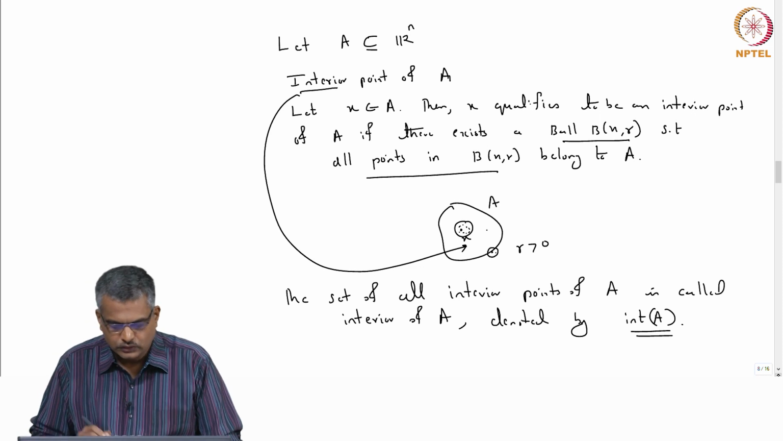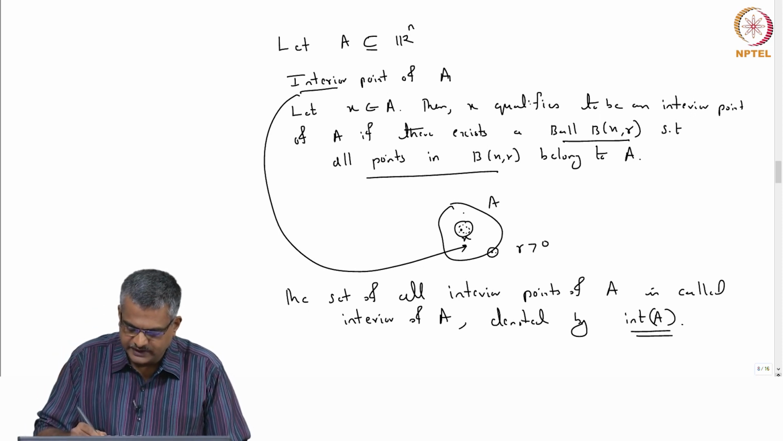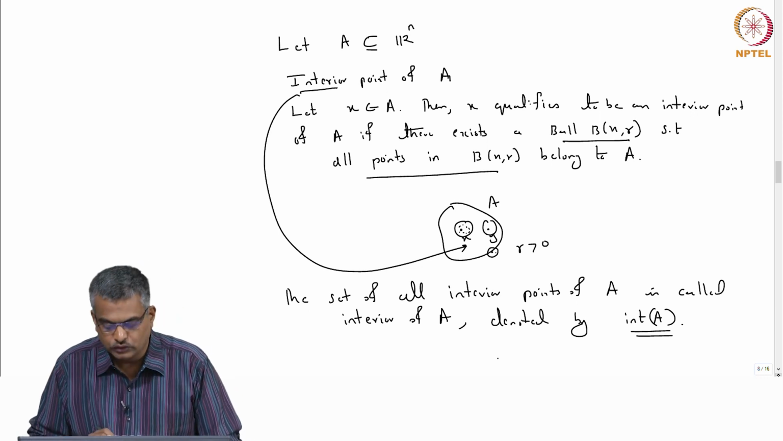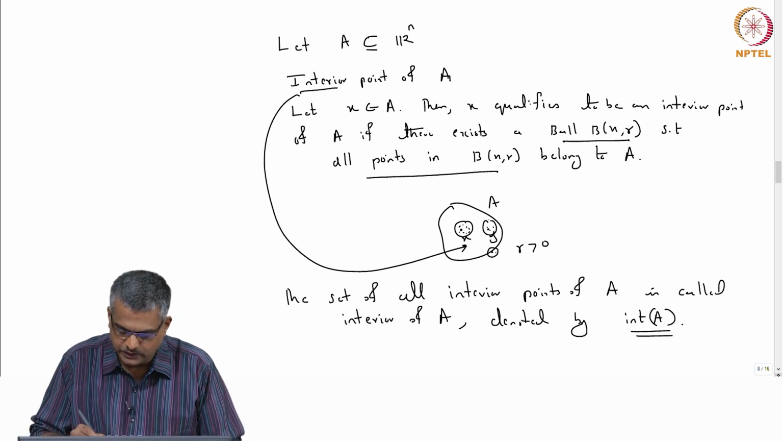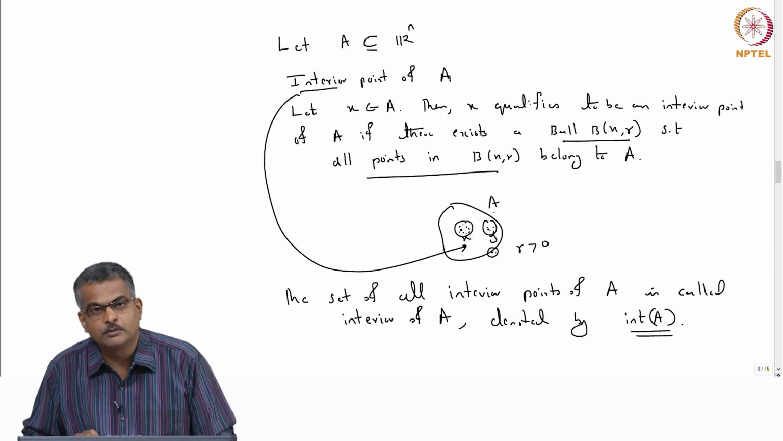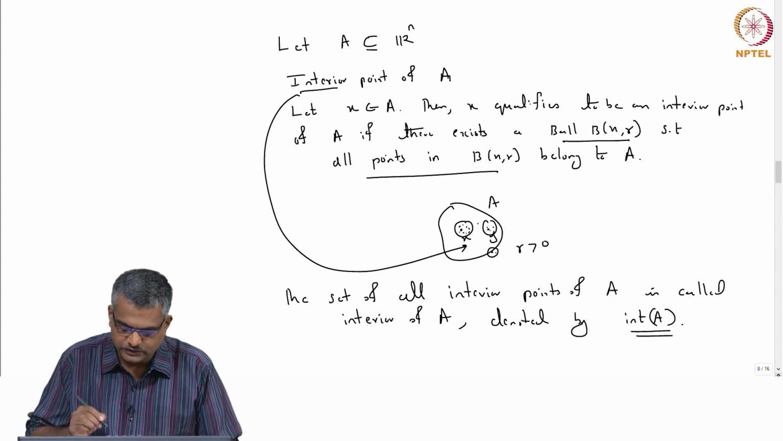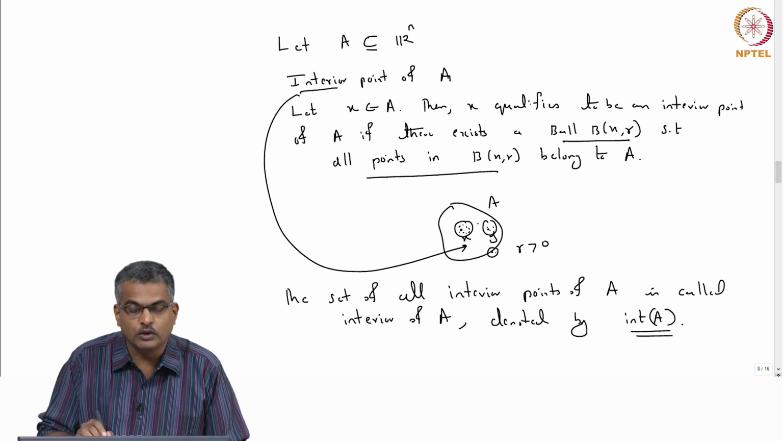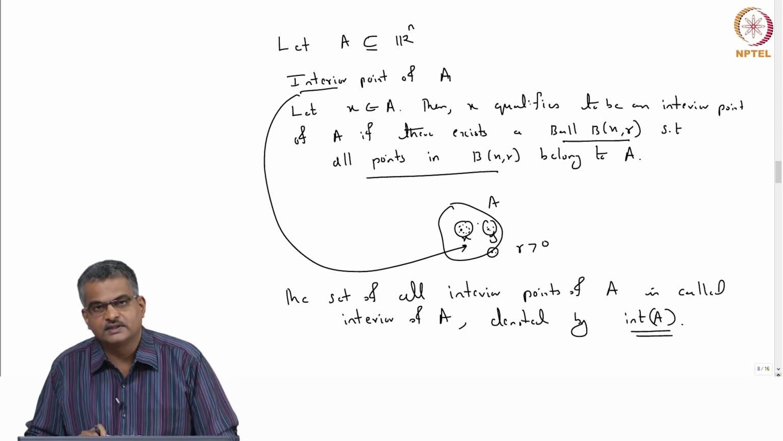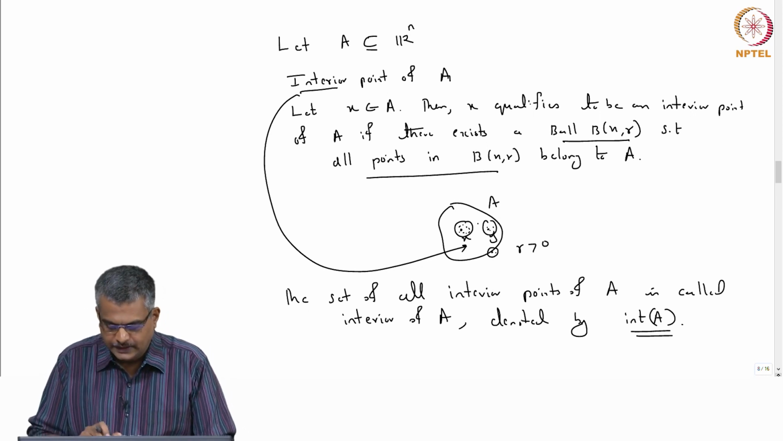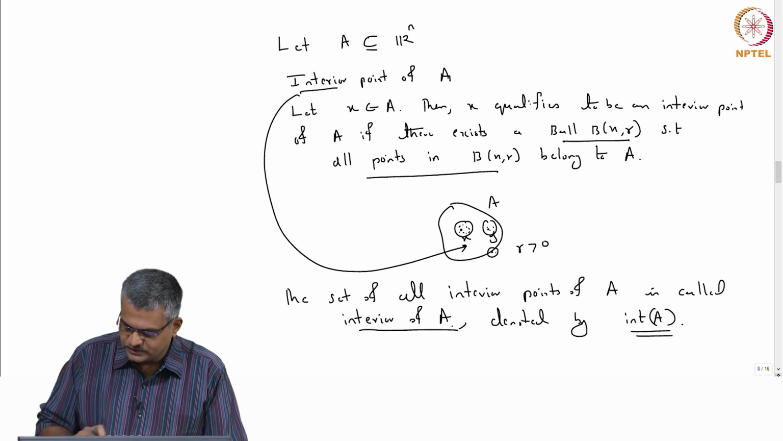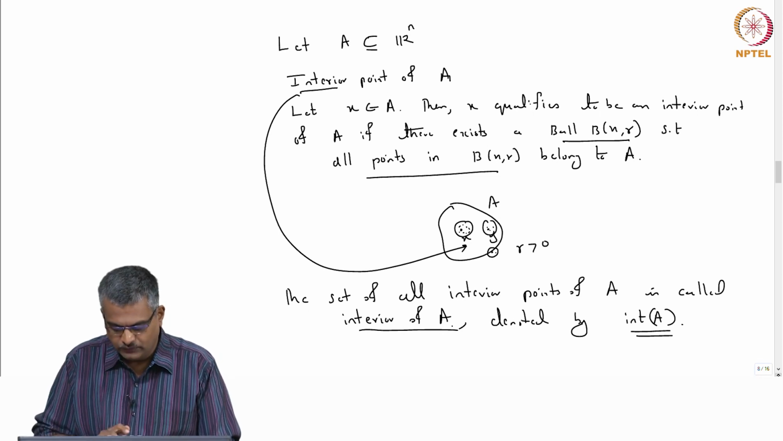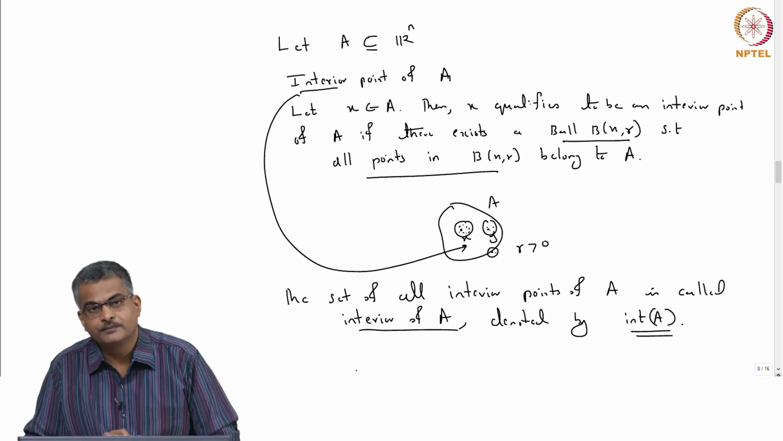Okay. So, here in this definition we took a point x, we saw that we could come up with a ball, all of whose points belong to the set A. You take another point y, you will be able to come up with a ball, all of whose points belong to A. So, collect all those points which satisfy that condition, and that collection of all those points is called the interior of A.